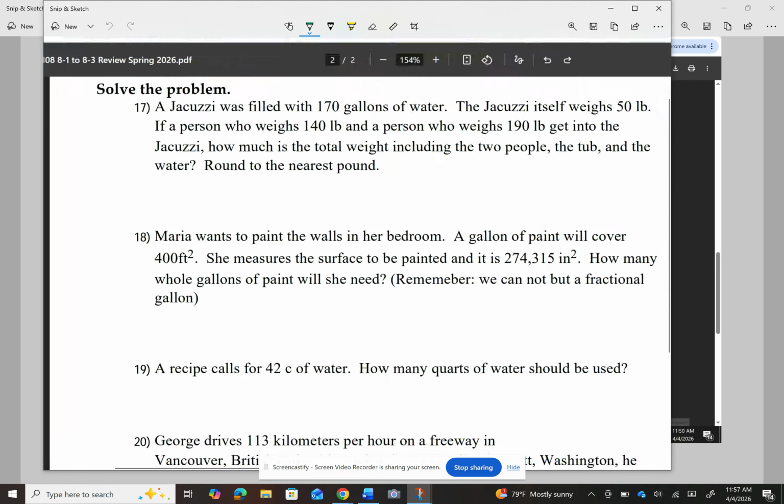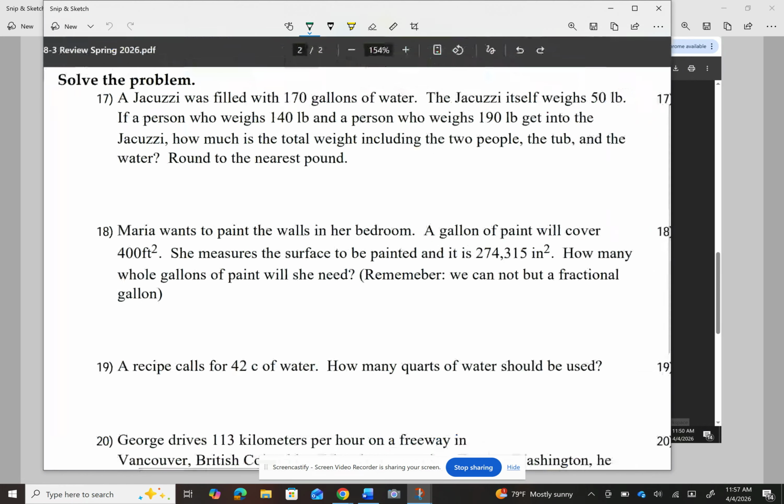All right. So as we work on number 17, we got to think about what we're trying to do. So you just do a quick read. You got the jacuzzi, how much water, how much it weighs, 2 people are in it, and we want to know how much the total weight would be, including the people, the tub, and the water.